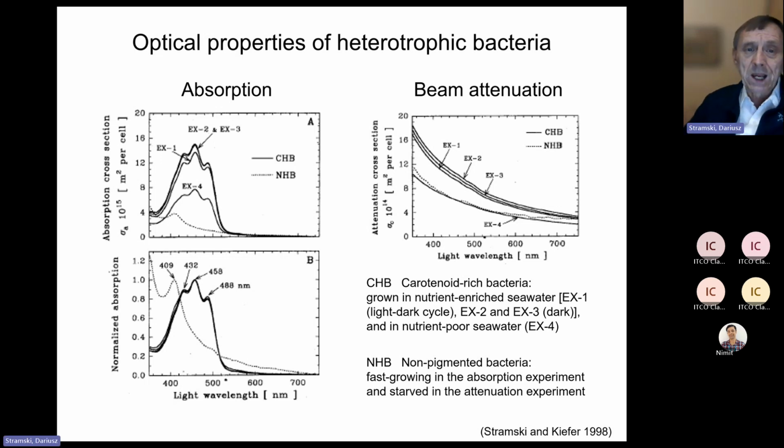But it turns out that heterotrophic bacteria can contain carotenoids, and such carotenoid-rich heterotrophic bacteria have been isolated from seawater. We just don't know the proportion of carotenoid-rich heterotrophic bacteria relative to other commonly assumed bacteria that do not contain pigments. But in these experiments, we showed that heterotrophic bacteria that contain carotenoids exhibit these carotenoid features. So they may contribute to blue absorption in the ocean if they exist in sufficient quantities. But this question has not been investigated. We don't know.